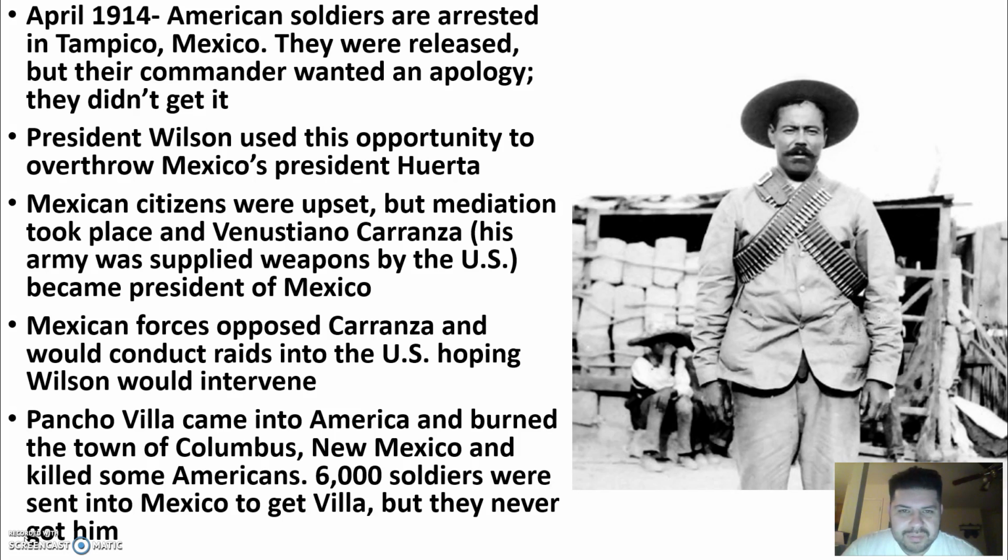Now, one of these people who came into the United States and did stuff was this guy named Pancho Villa. If you look to the picture on the right, that's him. Okay. Now, Pancho Villa came into America, and one particular town called Columbus, New Mexico, he actually burned it, and some Americans were killed. So Wilson sent 6,000 troops into Mexico to get Villa. But the thing is, they never caught him. And they would continue to search for him in the deserts and the caves all around Mexico, well, the upper part of Mexico, trying to get him. But they never did.